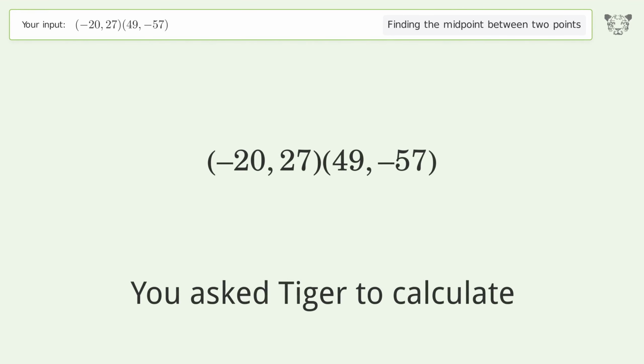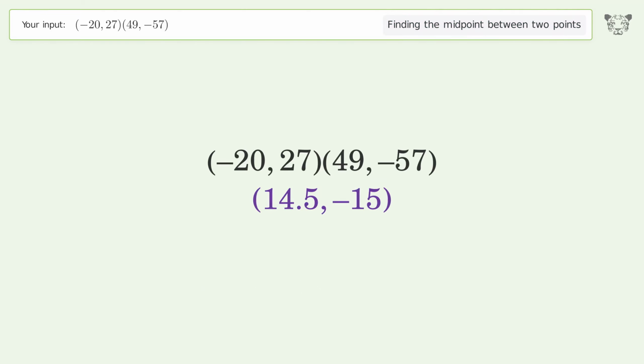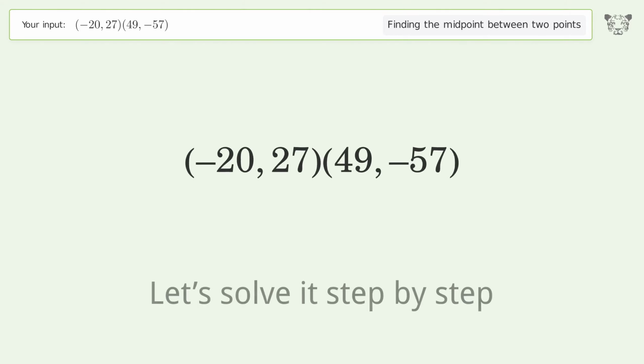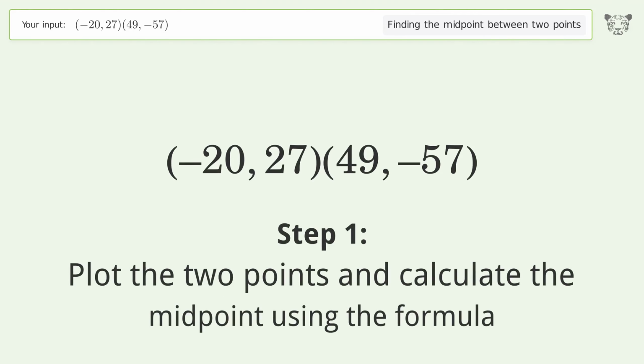You ask Tiger to calculate. This deals with finding the midpoint between 2 points. The midpoint between the 2 points is 14.5, -15. Let's solve it step by step. Plot the 2 points and calculate the midpoint using the formula.